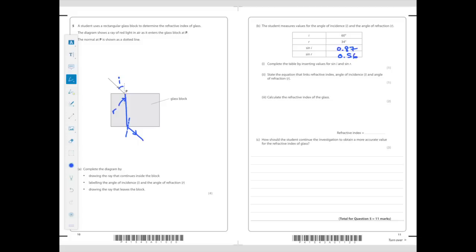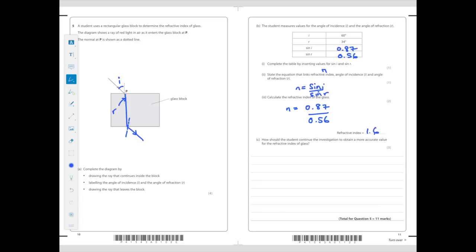State the equation linking refractive index, angle of incidence, and angle of refraction. So remember, refractive index is given by n. So it's n equals sine I over sine R. So in terms of calculating refractive index, sine I is 0.87, sine R is 0.56. And when you've put that into your calculator, you get a value which is 1.6 to 2 significant figures.